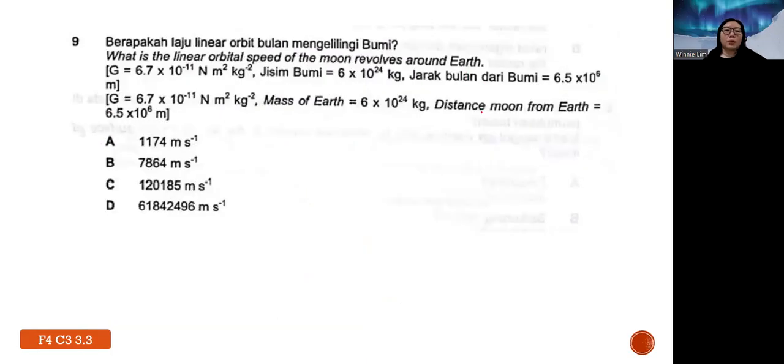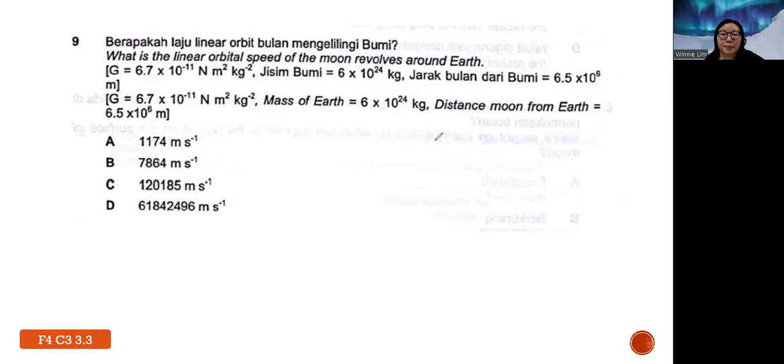Number 9, what is the linear speed of the moon revolving around Earth? Giving you the gravitational constant, the mass of Earth, and also the distance of the moon from Earth. So again, you have to know what formula to be used. This is under the man-made satellite topic. For your information, you will be given a formula list. It's just that the formula itself, they do not specifically tell you what those quantities are.